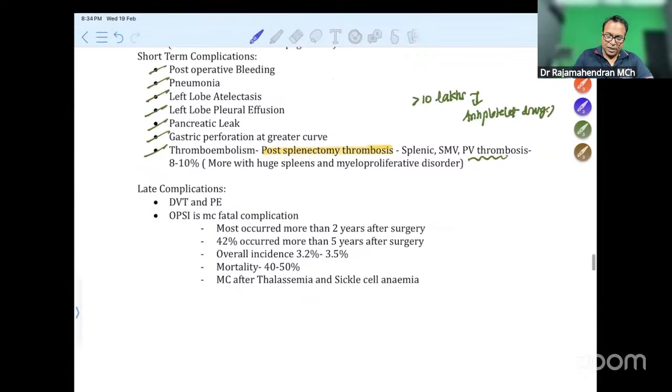So late complications are DVT, pulmonary embolism, and OPSI. OPSI is common between 2 to 5 years. It's the most common fatal complication. It usually occurs more than 2 years after surgery, and 42% occurred more than 5 years after surgery also. So it is not common in the first 2 years. Mortality may be very high, and it is very common in hematological pathologies like thalassemia and sickle cell anemia. They develop these, okay?